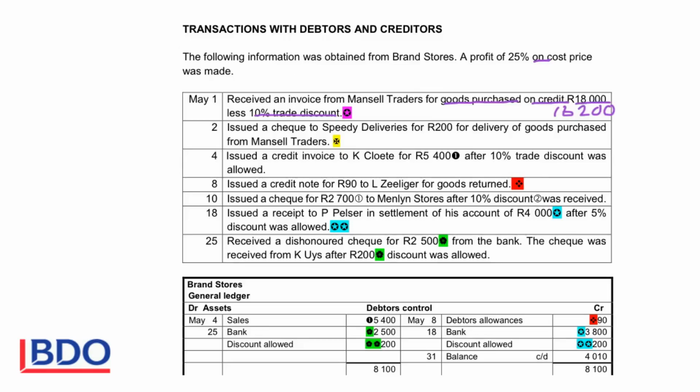Issued a cheque to Speedy Deliveries. So we've taken money out of the bank, so the one account will be the bank account, and we paid 200 for the delivery of the goods purchased. Now all the expenses that we pay from the time that we buy the goods until it's delivered to the property will be included in the cost price of inventory. So that means this 200 Rand was paid to deliver the goods to your premises, and therefore it will be recorded in the inventory account.